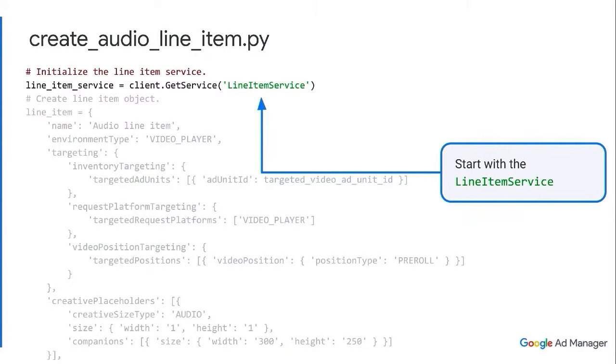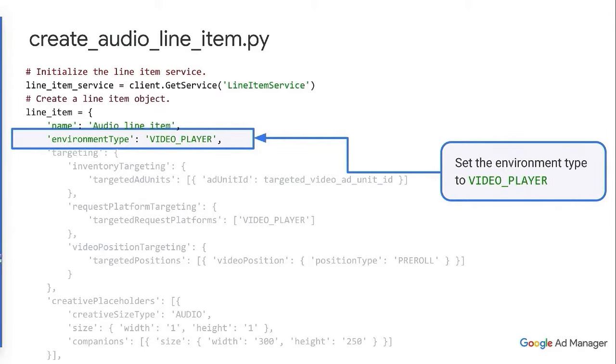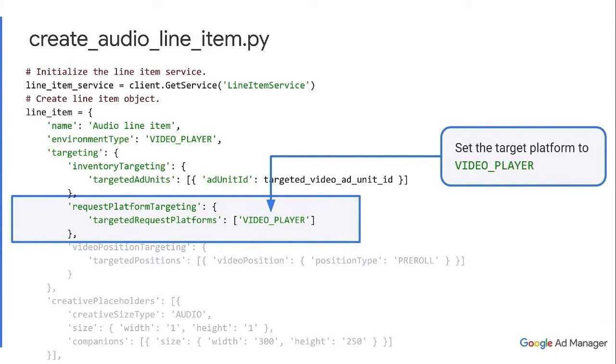Since video and audio line items are quite similar, I'm going to show you how to refactor the Create Video Line Item example to create an audio line item. The example starts with initializing the line item service. It then creates a line item object, which will need to have the same video player environment type as the ad units. Additionally, the line item needs to target ad requests made by video players. For that, its targeted request platforms field must contain the video player value.